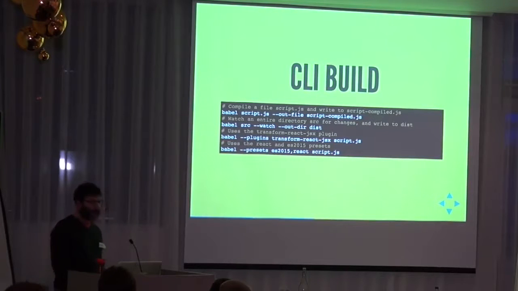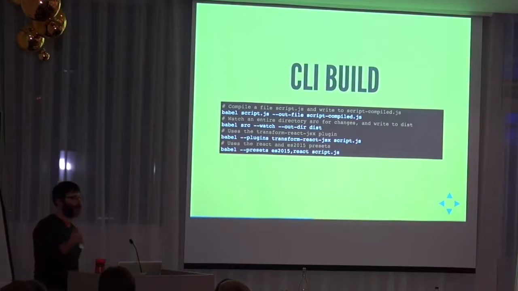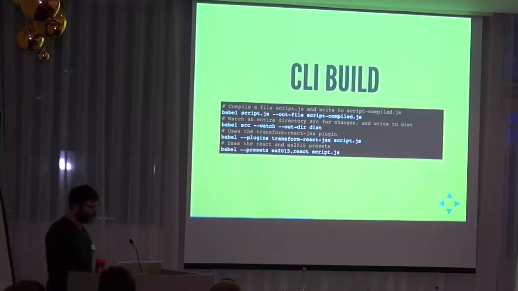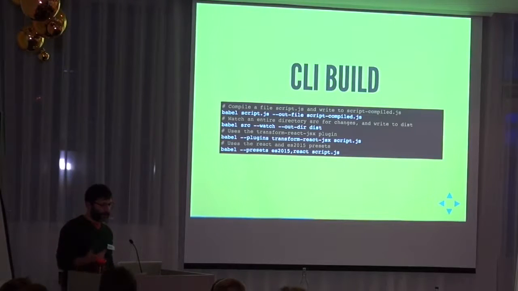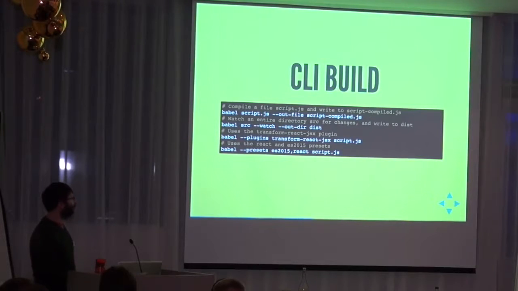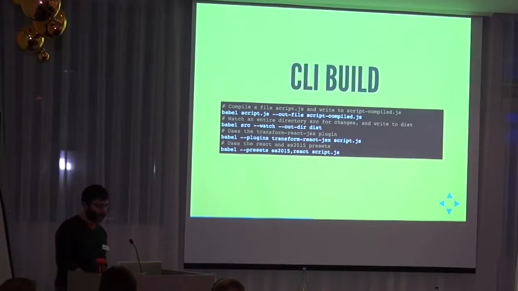And there is another convenient option to watch the input file or directory so that you do not need to run it again. So it essentially stays running in the background and recompiles every time there's a change to the files in the file system, which is very useful for developing and seeing the output in real time. And as we saw earlier, you can pass a list of plugins or a list of presets as well. So these are essentially adding on top of the Babel RC file, and you can add to those that are already defined in the Babel config file.